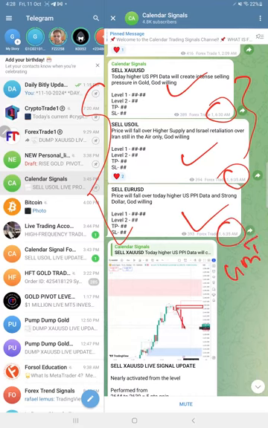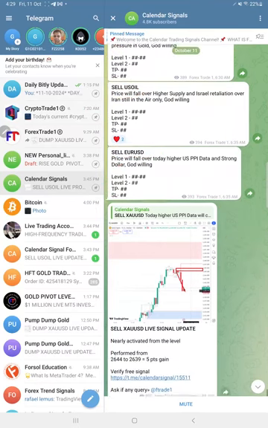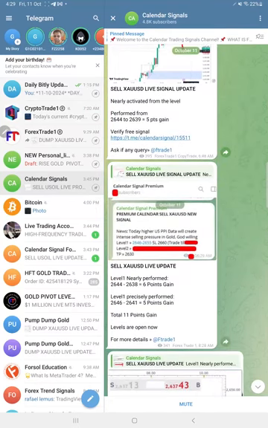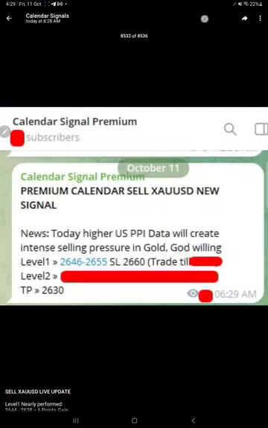GMT. As per the GMT timeline, as this is the free channel, levels are not initially revealed, but we gave the overall direction that gold price will come down. So sell gold given, likewise sell US oil given, and sell EURUSD given. Initially the levels are not revealed, and then later today at 8:30 a.m. GMT, we shared the screenshot from our premium channel.